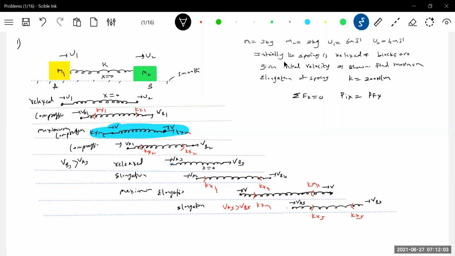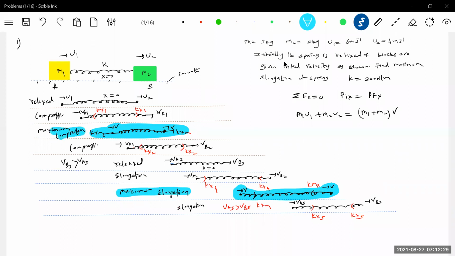So can we take help of conservation of linear momentum? As you see, the net spring force is 0. So applying conservation of linear momentum, initial momentum m1 u1 plus m2 u2 should be equal to the final momentum. At maximum elongation or compression, both the blocks will have common velocity. Check this one. Both the blocks will have common velocity.